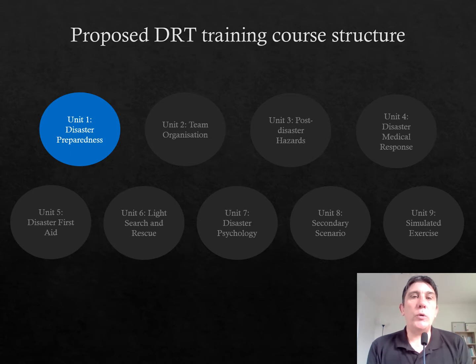So what would our course actually look like? Well, Unit 1 will be disaster preparedness. So participants arrive, they're taught about the role of the team, some humanitarian principles, and then they are told about the primary scenario as if they were in the pre-impact phase.